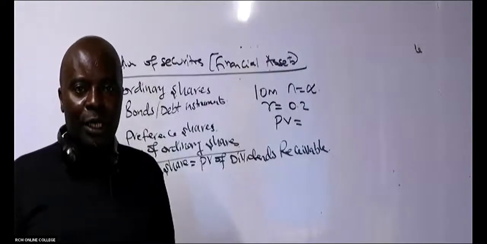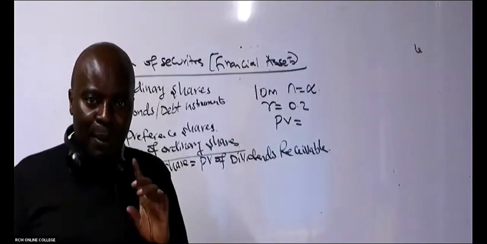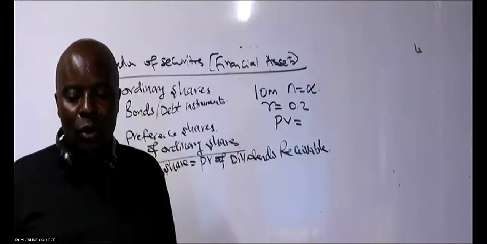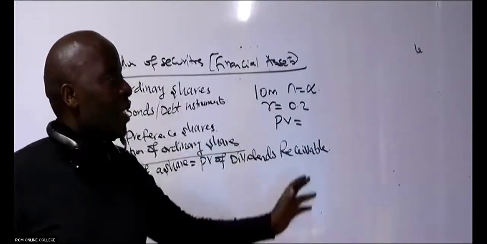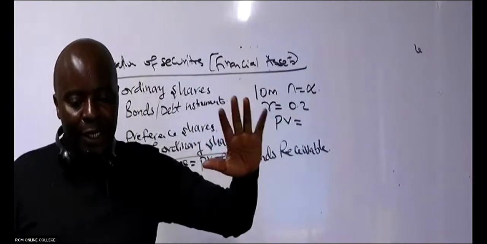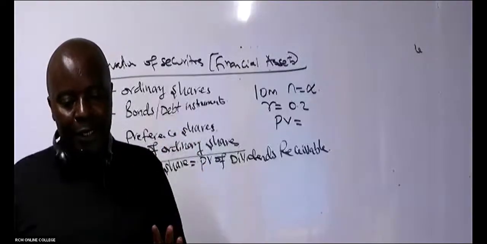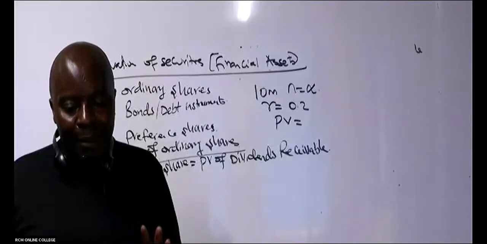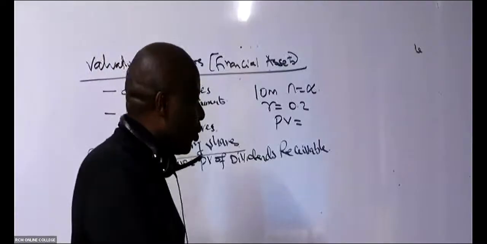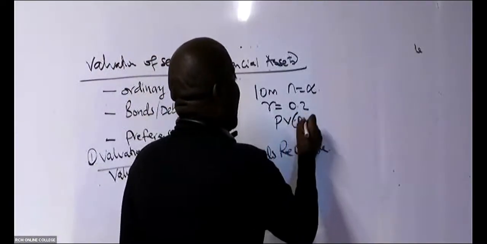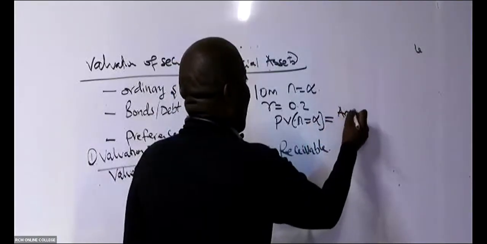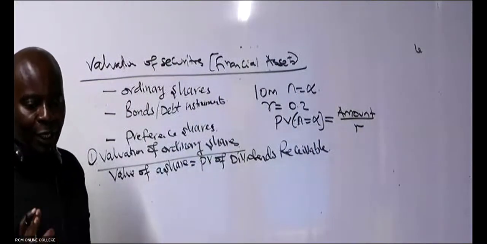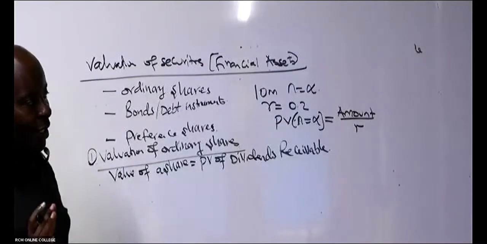So Queen gets somebody who tells her that I shall be giving you 10 million shillings per annum. Then Queen asks, for how long? 2-3 years? No. Indefinitely. Infinity. No end in sight. Ladies and gentlemen, please remember very well that whenever you want to get present value when n is infinity, you will always take the amount and divide by R.